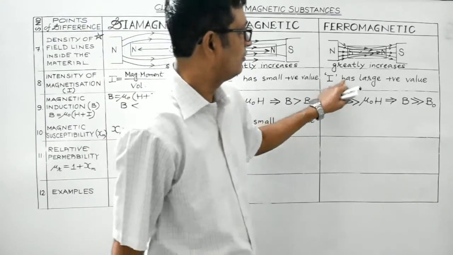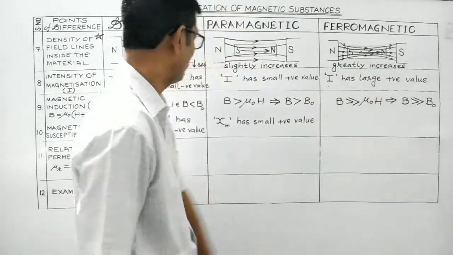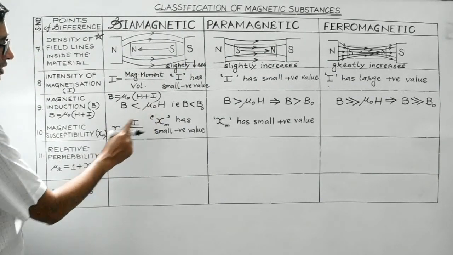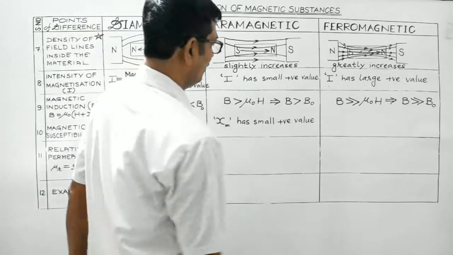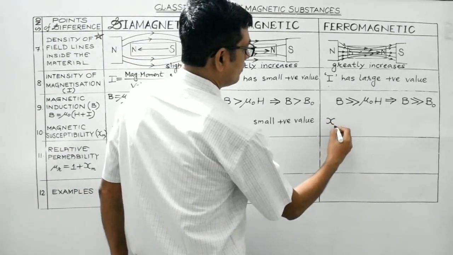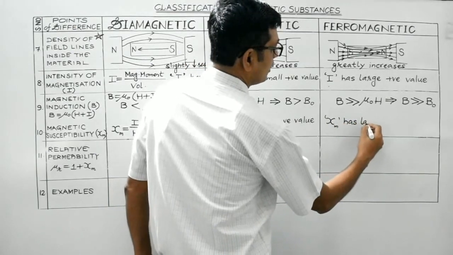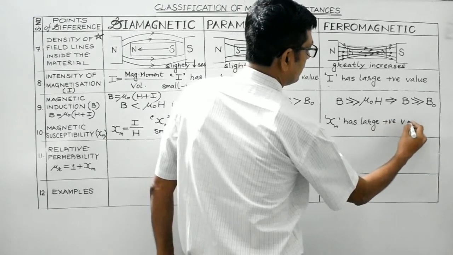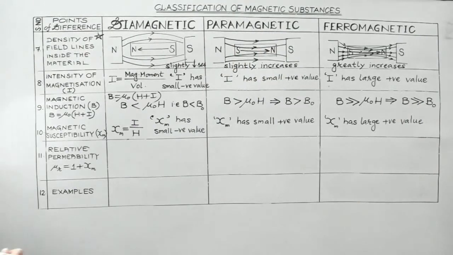While in this case, ferromagnetic substances, the intensity of magnetization has large positive value. So using this formula, since I has got large positive value, therefore chi m for ferromagnetic will also have large positive value. Okay, this was regarding the magnetic susceptibility.